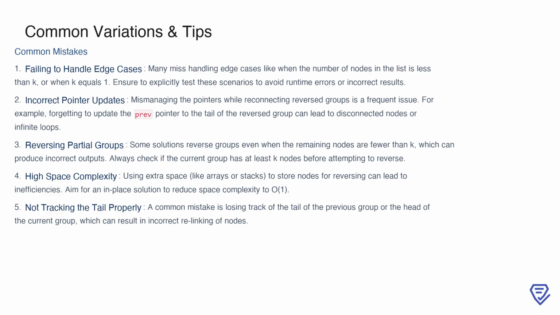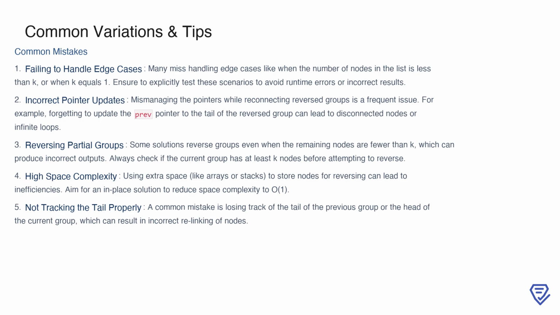Next, incorrect pointer updates are another frequent issue. For instance, if you forget to update the previous pointer to point to the tail of the reversed group, it can cause disconnected nodes or even infinite loops. Another mistake to avoid is reversing partial groups when the remaining nodes are fewer than k. This leads to invalid outputs, so always verify that a group has enough nodes before attempting to reverse it.